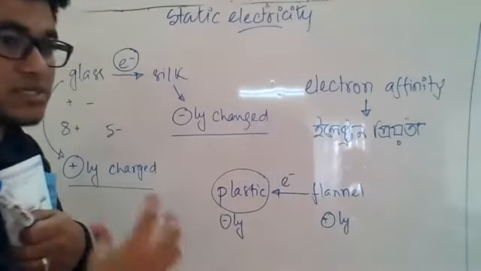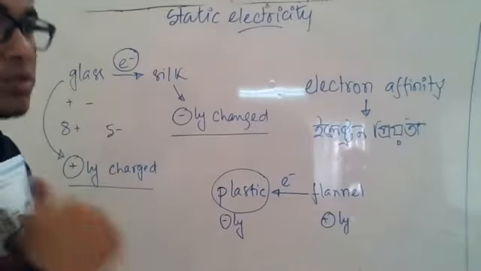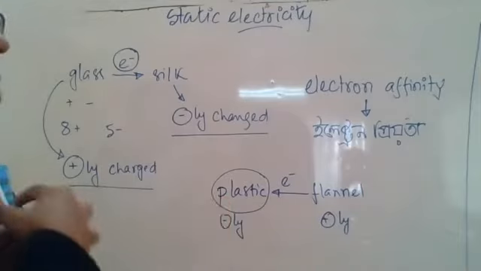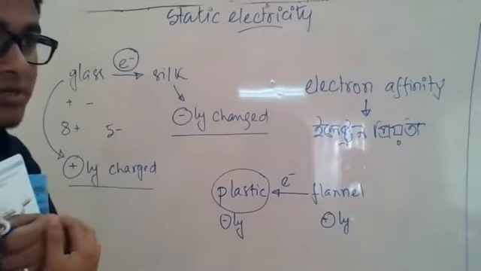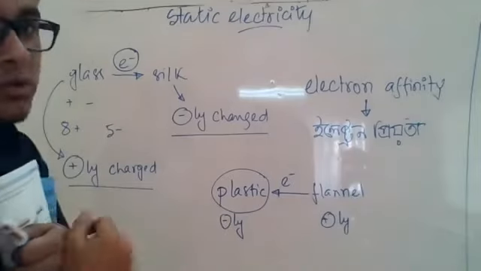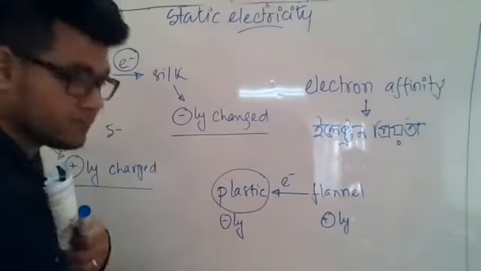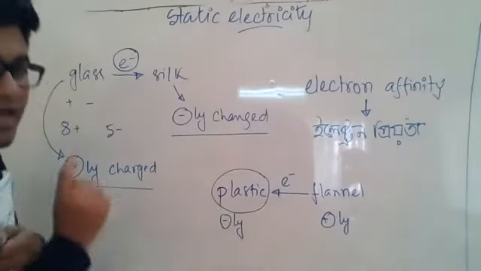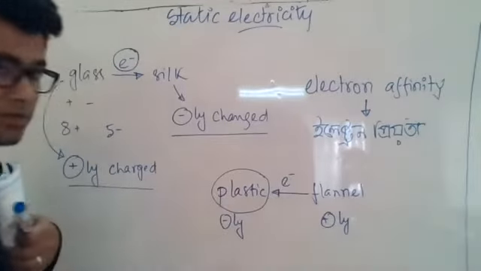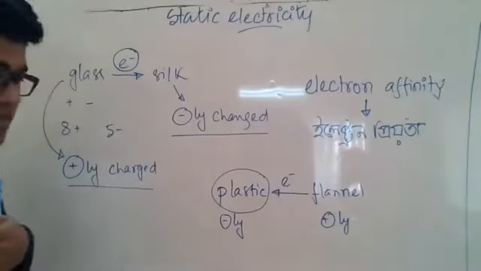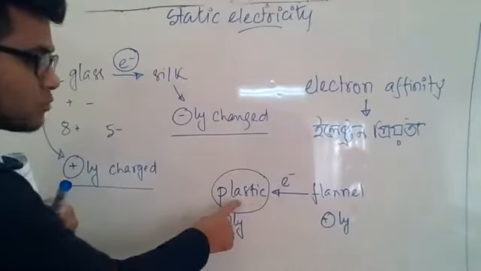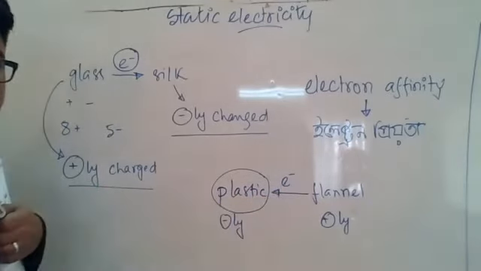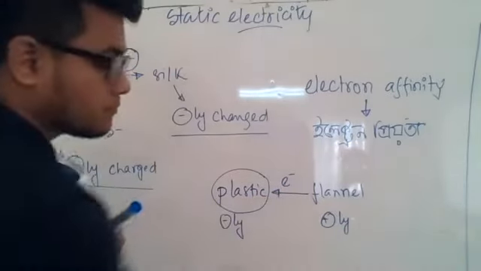Higher electron affinity means this object wants the electron more than the other object. It is a comparison: both of them want it, but one object wants it more. It has a higher weakness for the electron, so the electron will choose to go to that object. That object will become negatively charged and the other object will become positively charged. If I compare plastic and flannel, plastic has higher electron affinity. So the electron is a girl, and plastic and flannel are two boys. When this girl sees that this boy has more love for her, she will go to this boy, and this will become negatively charged and this will become positively charged.